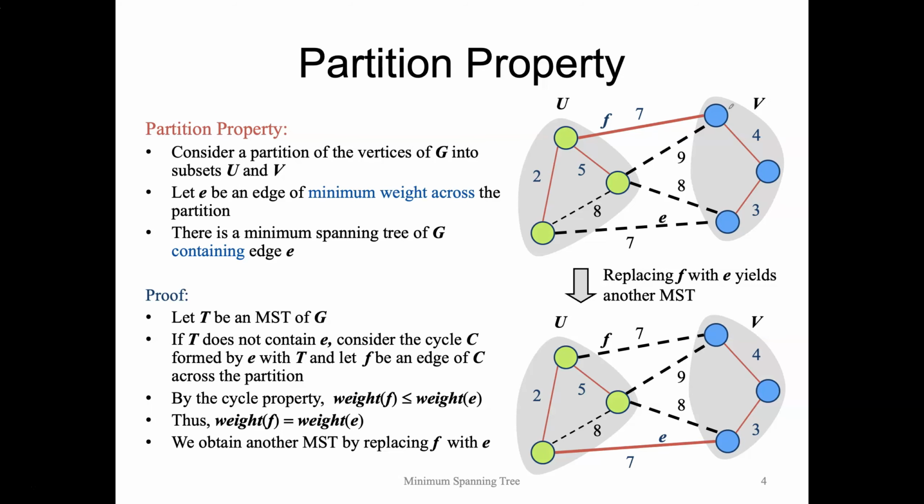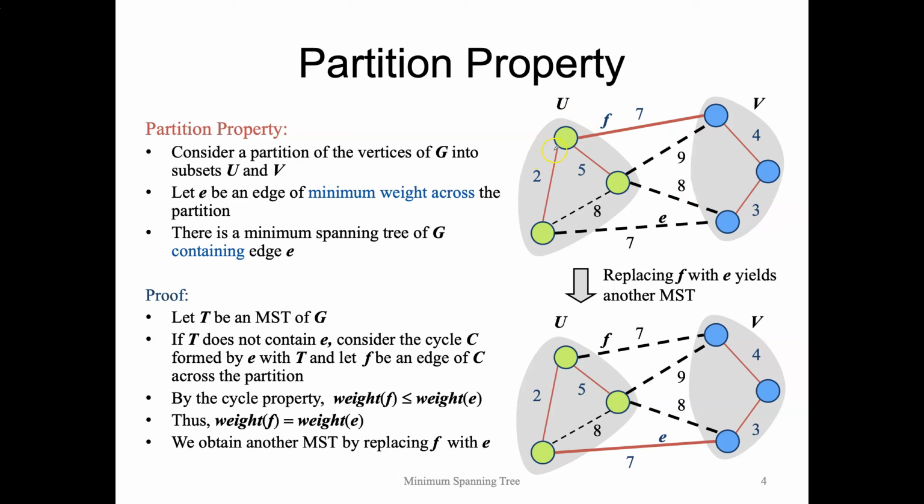Now, as a consequence of the cycle property, we also have what's called a partition property, which states that for any partition of vertices, there is a minimum spanning tree that contains a minimum weight edge connecting them.